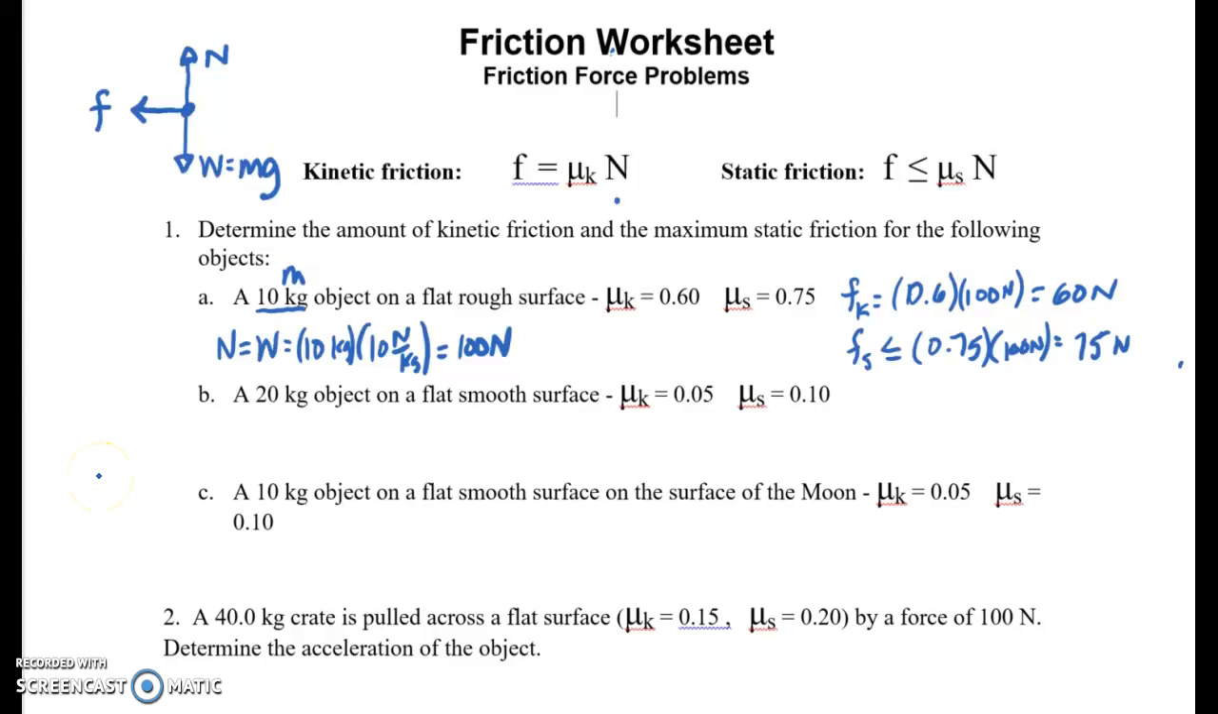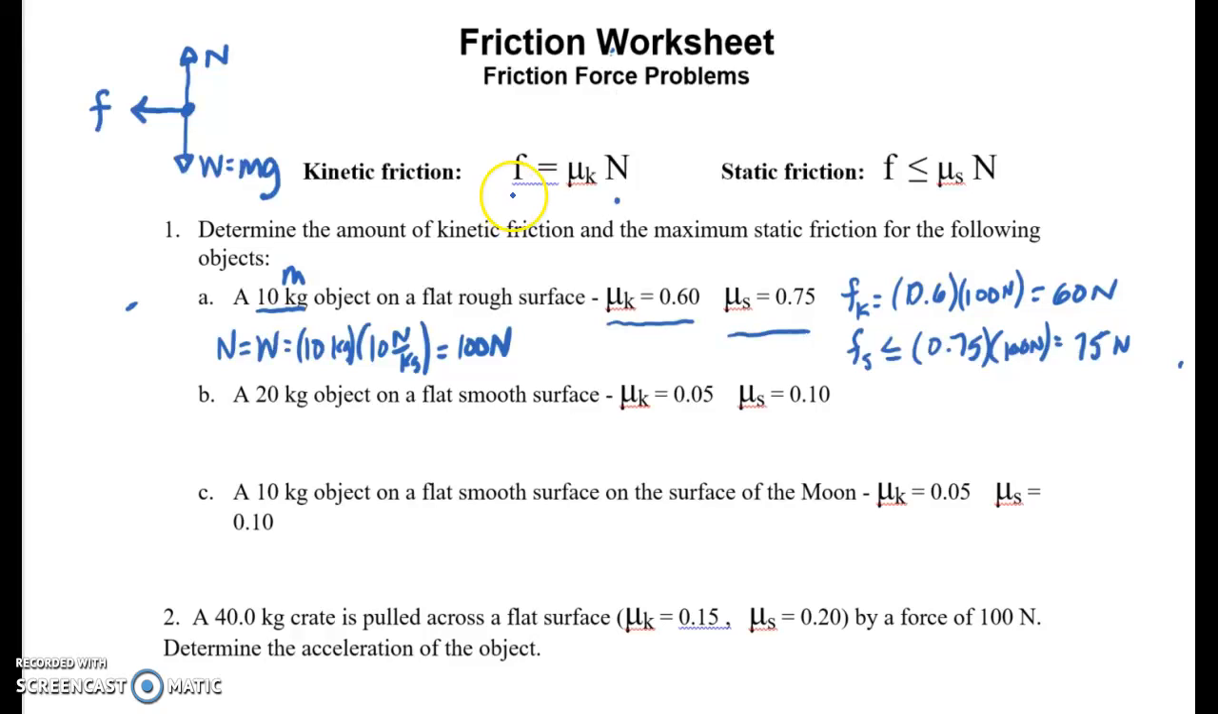Alright, this worksheet is meant to help you have enough understanding about friction to do worksheet 5. So in class, we did letter A together. We have a 10 kilogram object on a flat surface, and we have these coefficients of friction. When it's moving, that's the coefficient of kinetic friction. Before it's moving, when it's being pushed or pulled, the coefficient of friction is a little higher. There's a little more friction.